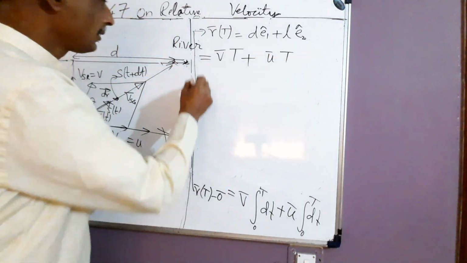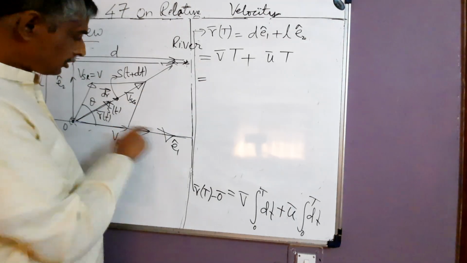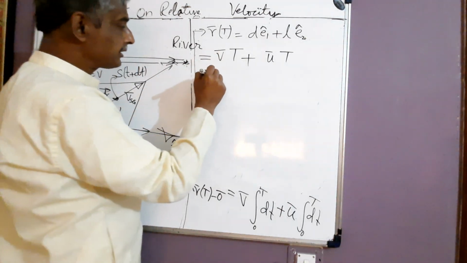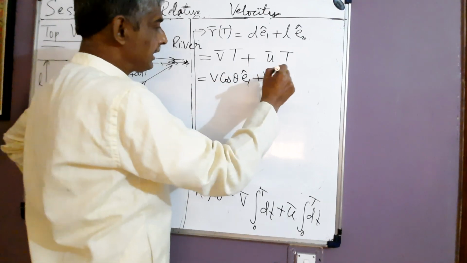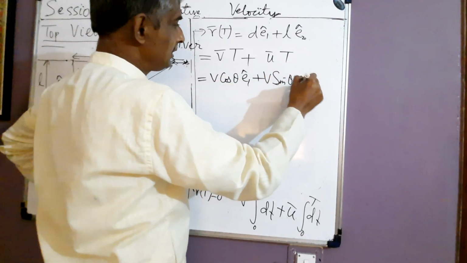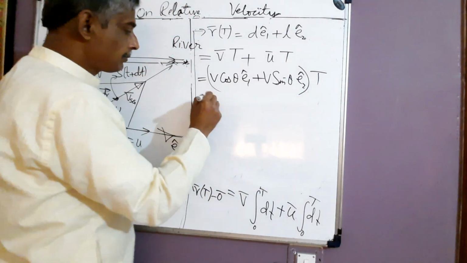Alright. Now VSR, V, can be broken into two components: a component along E1 and a component along E2. So I write this as (V cos theta E1 hat plus V sin theta E2 hat) into t plus U.